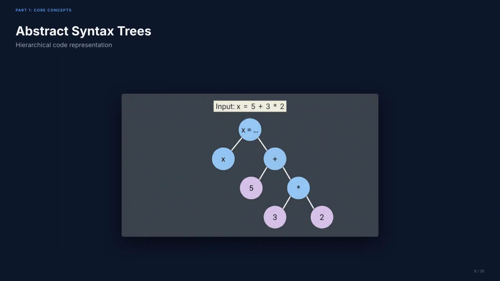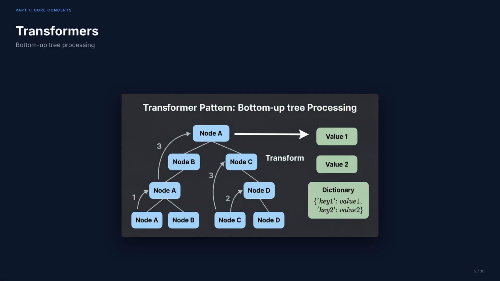An abstract syntax tree, or AST, is a tree representation of your parsed input. Each node represents a grammar rule, and leaves represent tokens. The tree captures the hierarchical structure that was implicit in the flat text. A transformer walks the tree bottom up, converting each node. You define a method for each grammar rule. The transformer calls leaf methods first, then works upward. This is how you convert a parse tree into useful Python objects like dictionaries or custom classes.